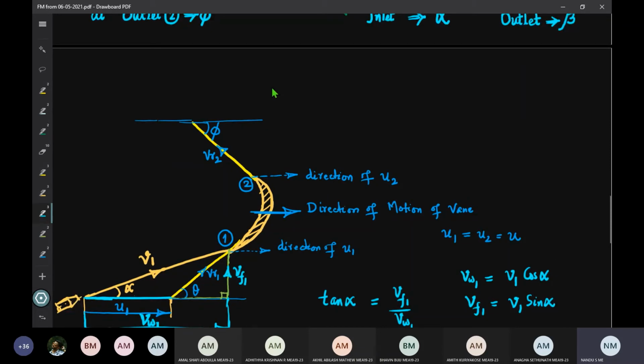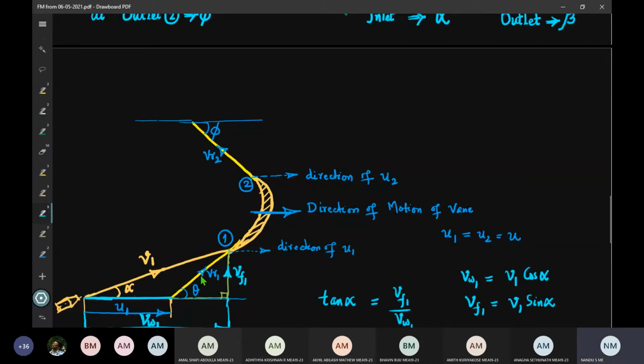Now VR2. We will draw the outlet velocity triangle and complete it now. The shape may not be identical, but the logic will be the same, with the components and the angles. See, the relative velocity at outlet is VR2. And what about the relation between VR1 and VR2? Ideally, VR1 and VR2 are the same for impulse type of machines.